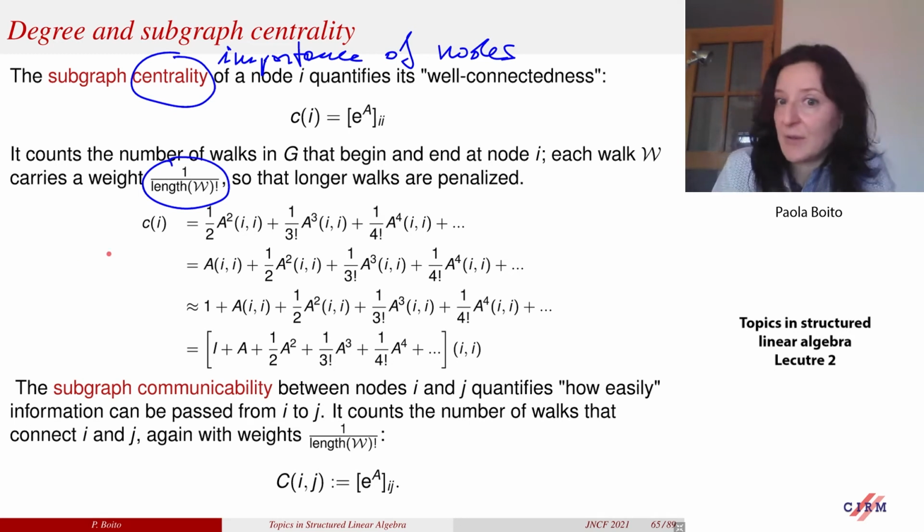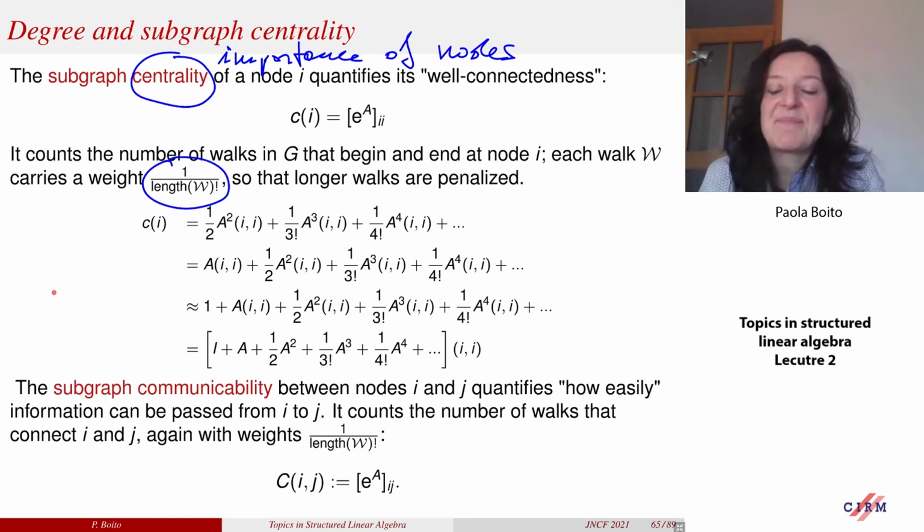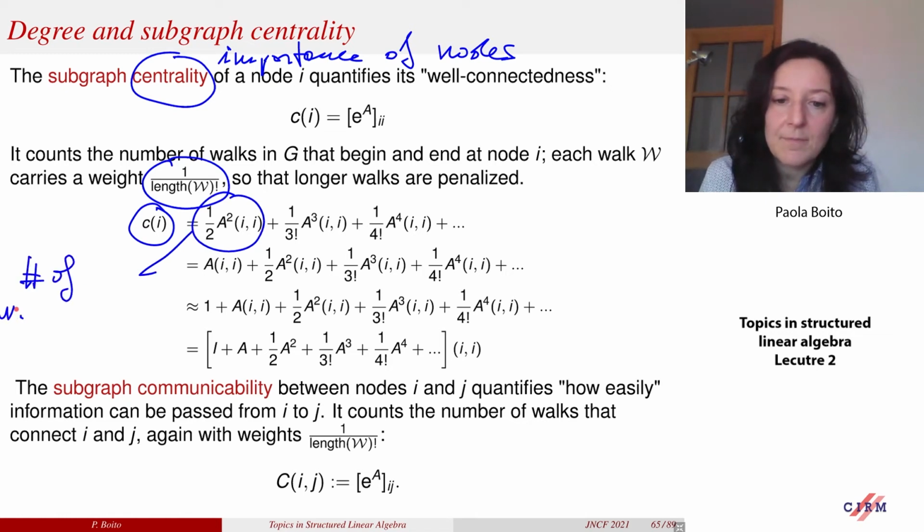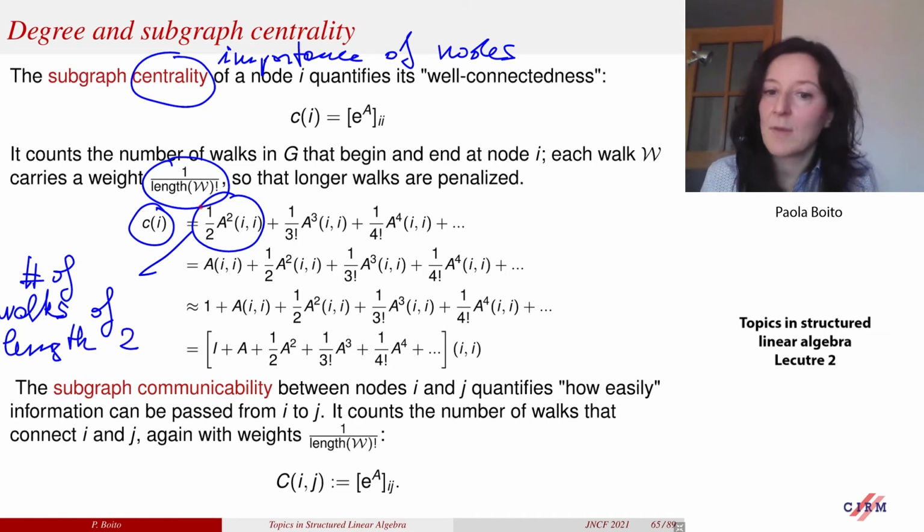Okay. How do I do this? Well, I use the property we saw before. So I use the powers of the adjacency matrix, right? So what is C of i? Walks of length 1, there are none, of course, because if I want to go back to my node, I have to have at least length 2. So let's look at walks of length 2. These are the diagonal entries of A squared, right? Weighted with a weight 1 over 2. So this is the number of walks of length 2 with a weight.